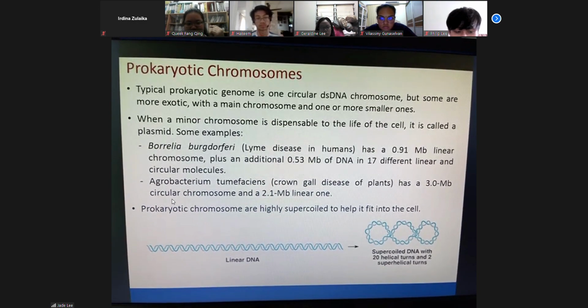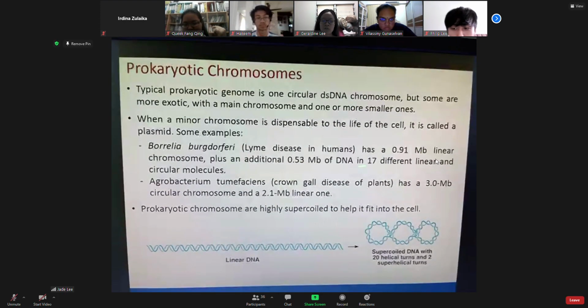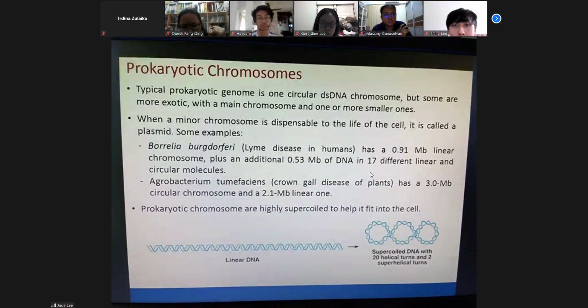For example, Borrelia burgdorferi, which causes Lyme disease in humans, has a 0.91 megabase linear chromosome plus an additional 0.52 megabases of DNA in 17 different linear and circular molecules. And Agrobacterium tumefaciens, which causes crown gall disease of plants, has 3.0 megabases of circular chromosome and 2.1 megabases of linear. So you see some of these bacteria or fungi have circular ones and also linear ones. Okay, they can have both actually.